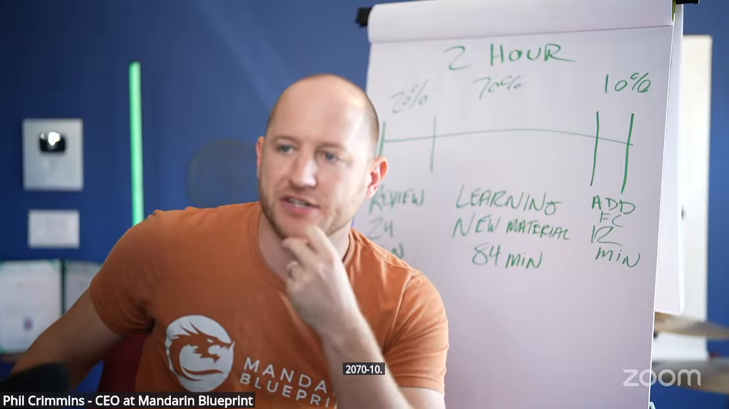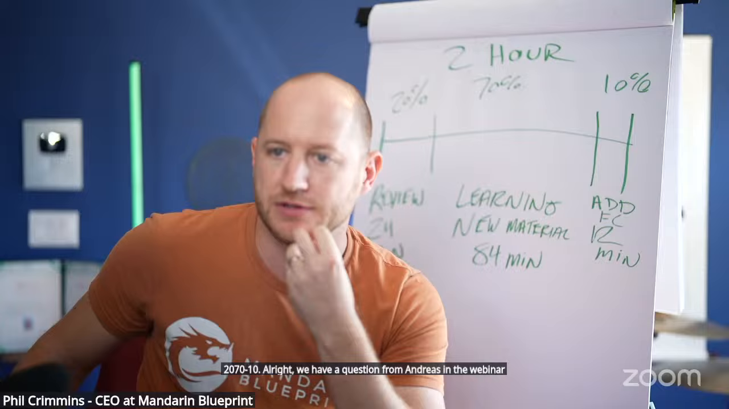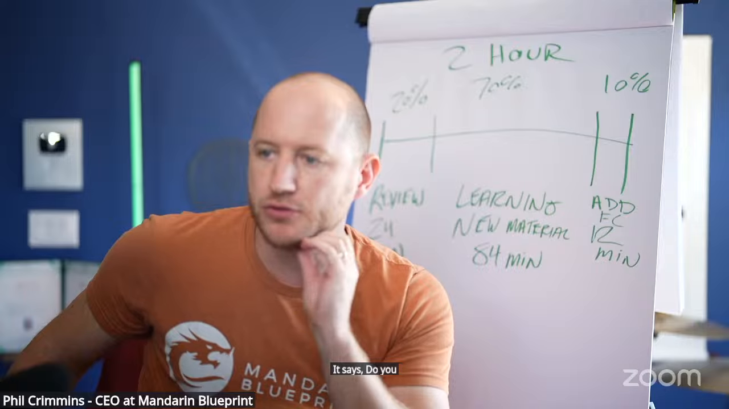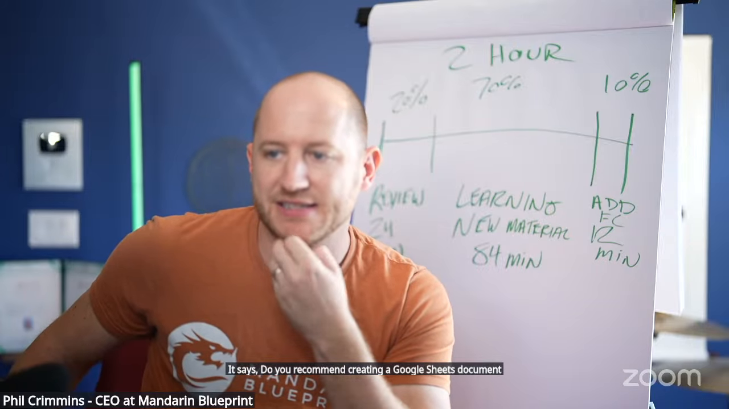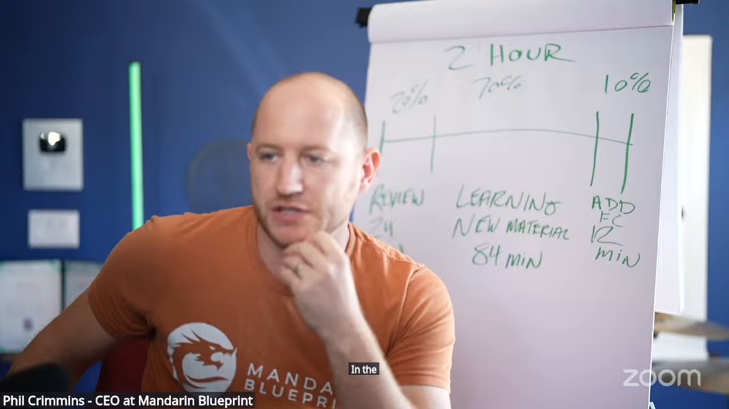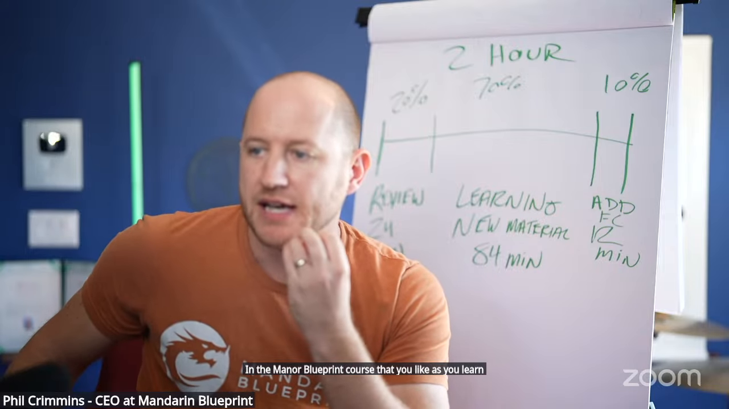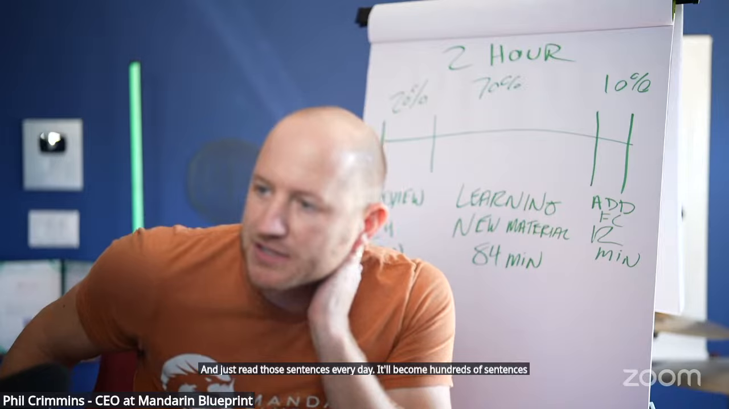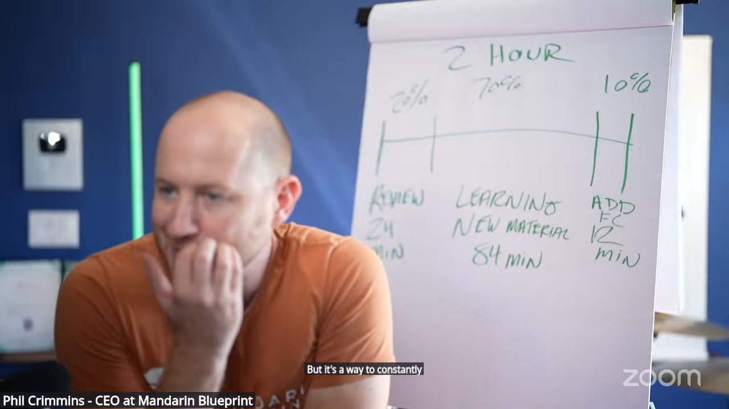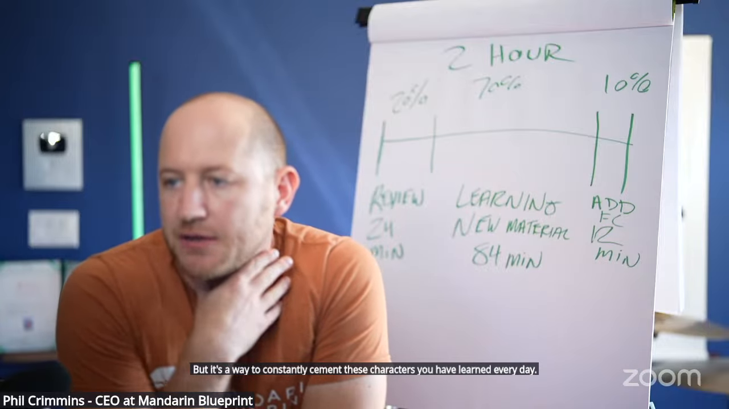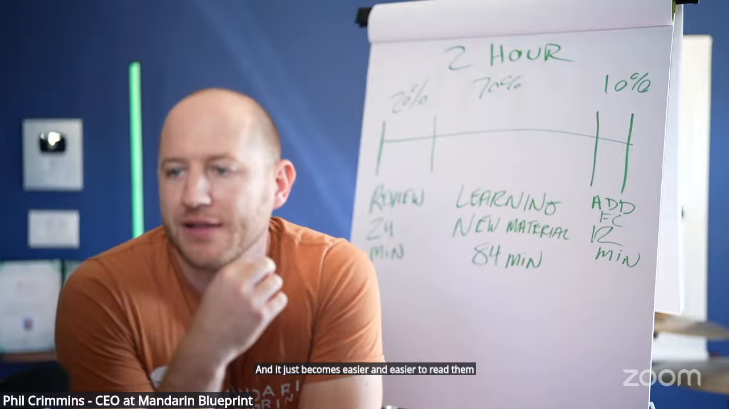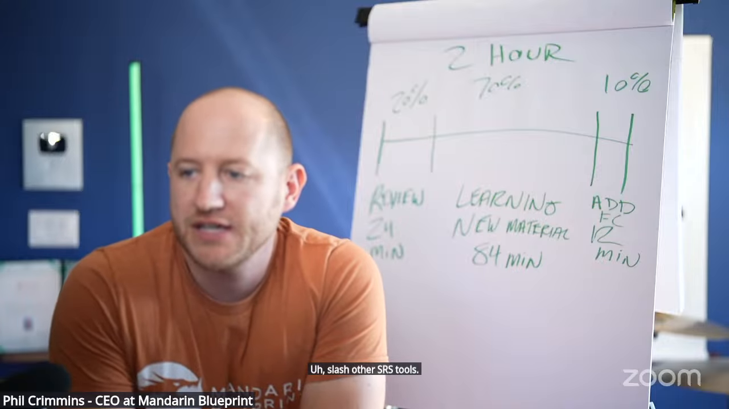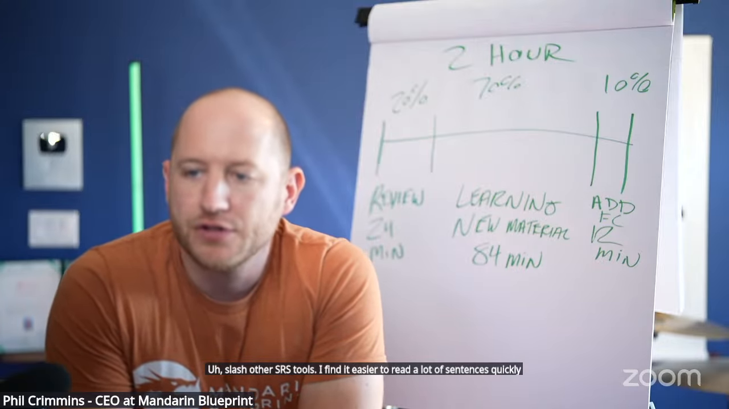All right, we have a question from Andreas in the webinar chat here for those live on Zoom. It says, do you recommend creating a Google Sheets document and just pasting sentences in the Mandarin Blueprint course that you like as you learn the characters, and just read those sentences every day? It'll become hundreds of sentences, but it's a way to constantly cement these characters you have learned every day, and it just becomes easier and easier to read them. Or would you rather stick to Traverse slash other SRS tools? I find it easier to read a lot of sentences quickly that way rather than using SRS software.